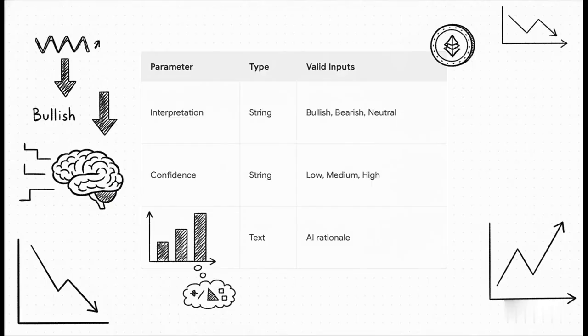So we feed Claude a very strict JSON output structure. We're basically just asking for 3 things: an interpretation, which has to be bullish, bearish, or neutral, a confidence level, low, medium, or high, and finally, its rationale. Because the decoding is strictly constrained, the bot will give us this exact systematic output every single time, which we can then map directly into our trading logic.